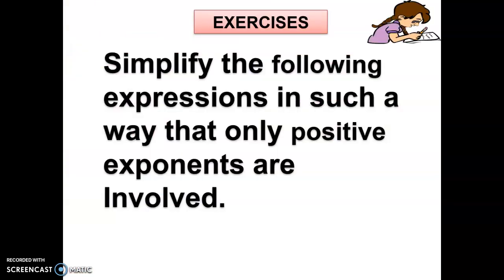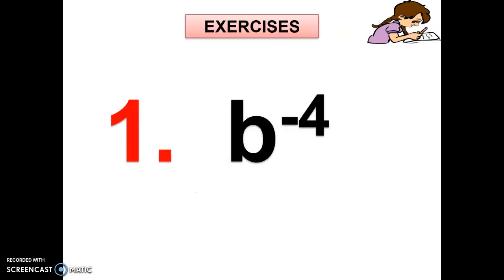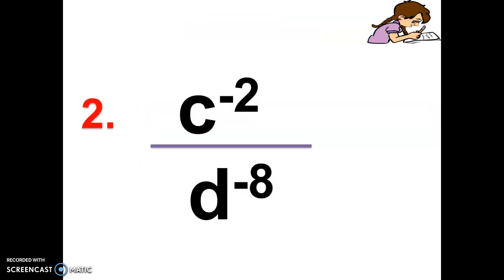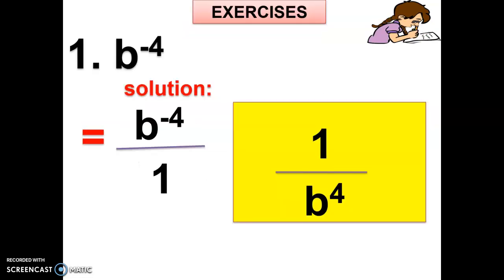Okay? So, simplify the expressions in such a way that only positive exponents are involved. So, magkakaroon po tayo ng mga negative exponents. So, halimbawa, b raised to negative 4. So, anong gagawin natin kapag may negative exponents? So, always remember, b raised to negative 4 is a whole number. So, ang ilalim po niyan or the denominator is 1. So, kapag ganyan po ang nangyari, ang gagawin po natin is take its reciprocal. So, ibababa natin si b raised to negative 4, and then change sign. So, magiging positive, and then 1 will be our numerator. So, the answer is 1 over b raised to positive 4.